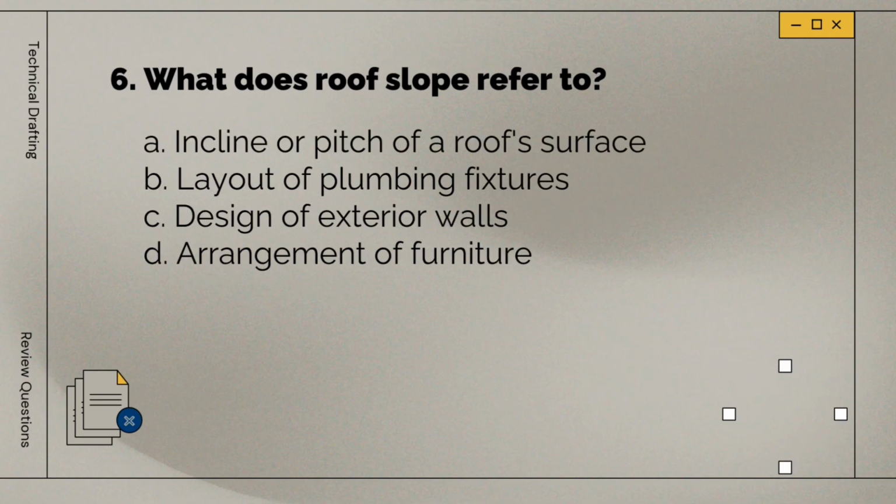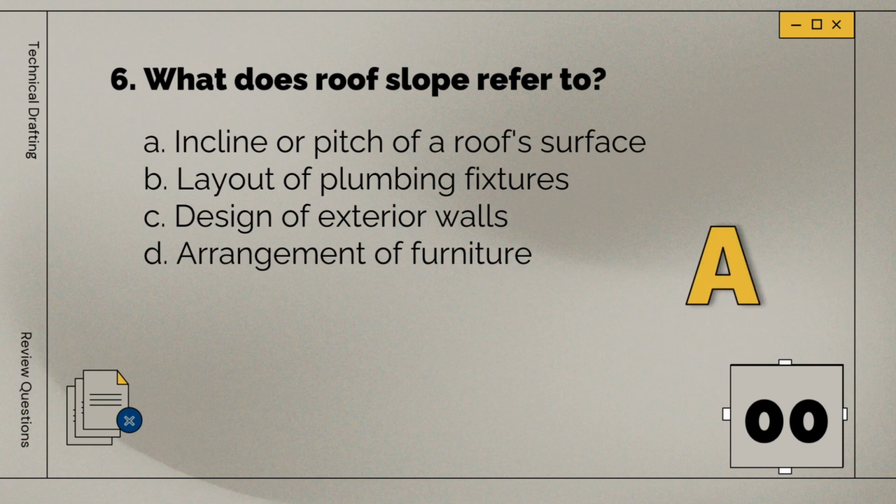Number 6. What does roof slope refer to? The correct answer is letter A. It is the incline or pitch of a roof surface.